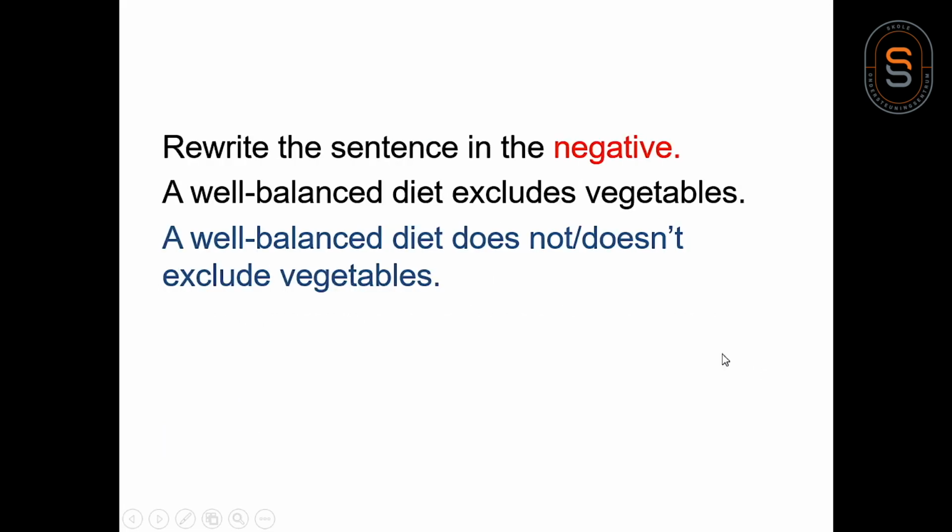And then the last one we're looking at is rewrite the sentence in the negative. Now the negative means all the positives must be changed. A well-balanced diet excludes vegetables. A well-balanced diet is only one thing. That is why there's an S added to your verb. So you start with: a well-balanced diet does not exclude vegetables.